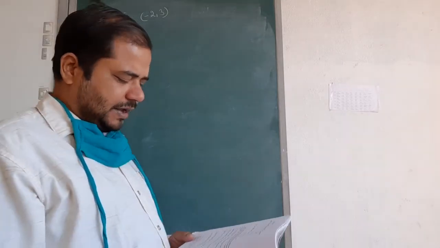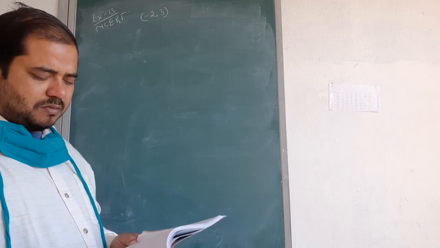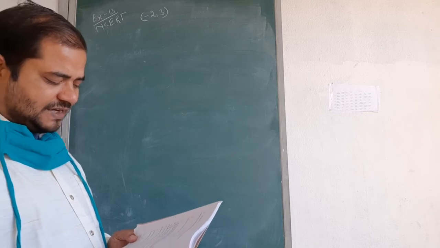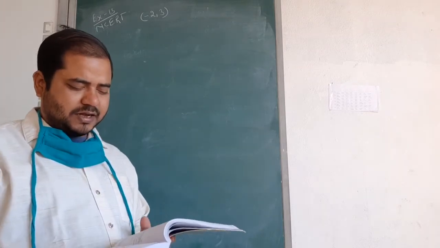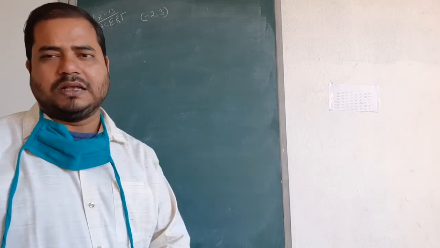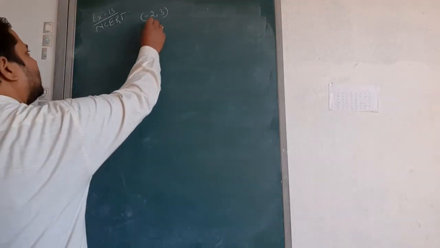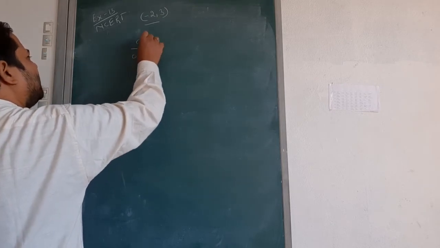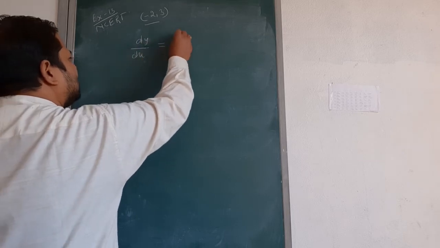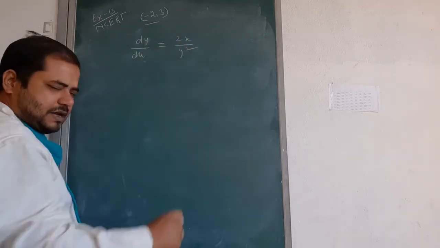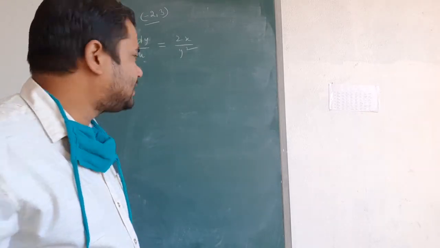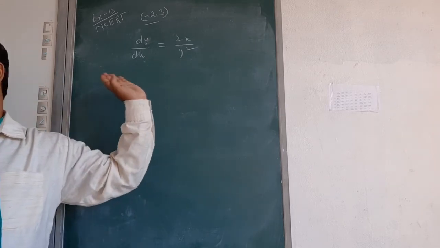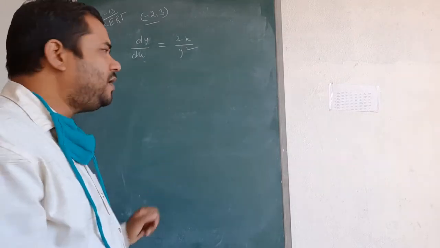Again, see the question. Find the equation of the curve which passes through the point (-2, 3). And also what is given here? Given that the slope of the tangent to the curve at any point (x, y) is 2x upon y square. So the given curve passes through this point, and the slope of the tangent at point (x, y) is nothing but dy by dx, and this is given as 2x upon y square. That is the differential equation whose solution is to be found.